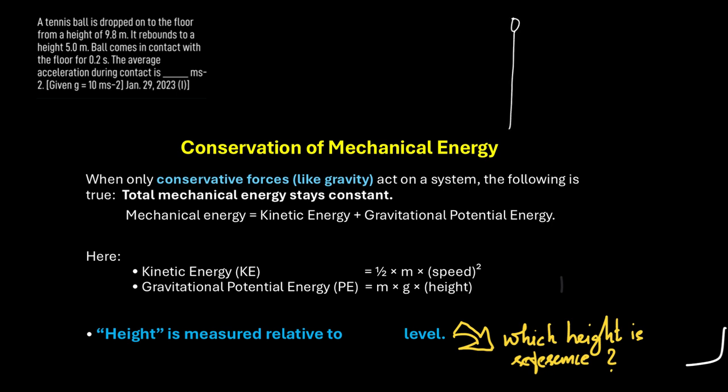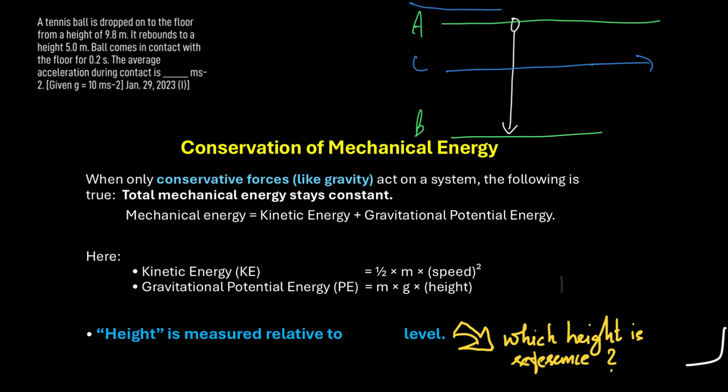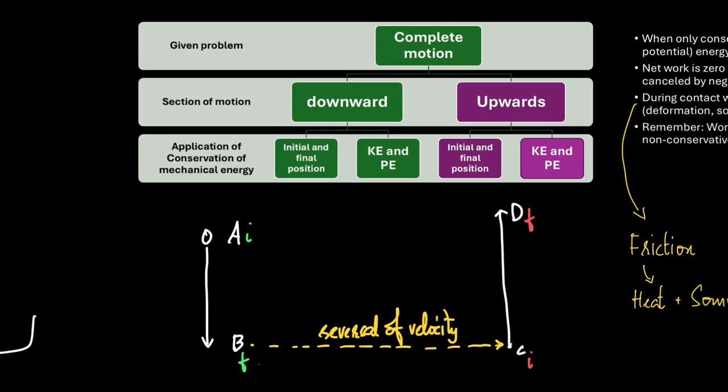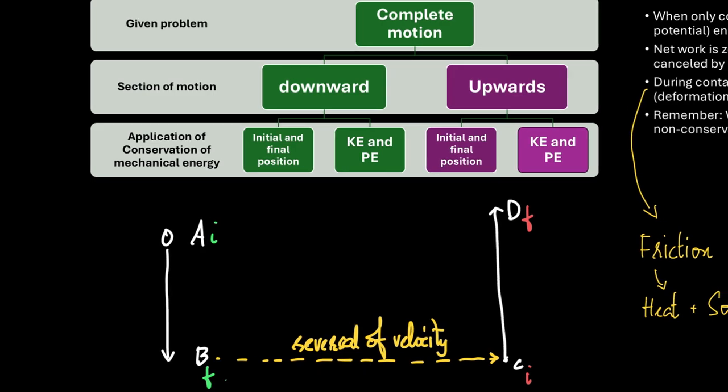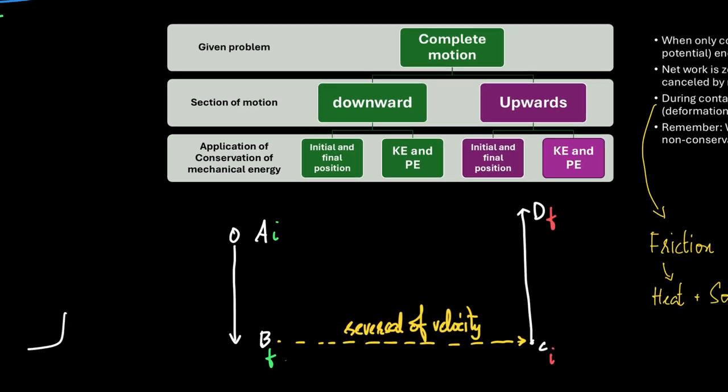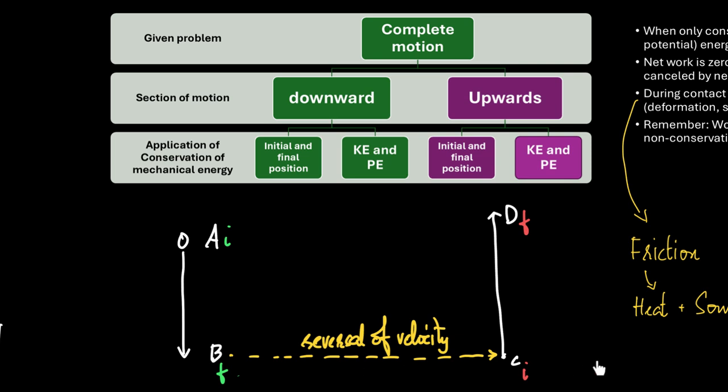So if a ball is dropped from here, you can choose the point of dropping A as the reference, or you can choose the ground B as the reference, or you can even choose a point C, somewhere midway, or you can even choose any point even more than that. Okay, and by all these methods, you'll arrive at the same solution. So for the ease of calculation, what I have done is I have taken the ground where the reversal of velocity has taken place as the reference height.